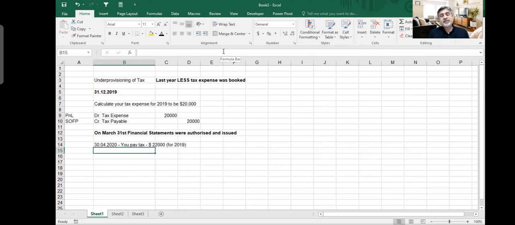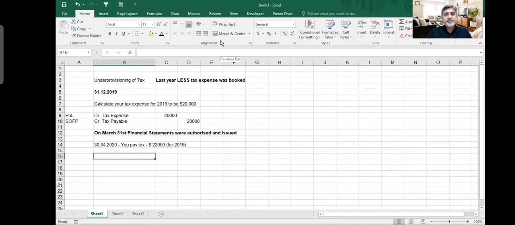So it looked like that because when we finalized the accounts, we revisited, reviewed the numbers, we found out that we have to pay 22,000, or maybe the tax department came in and they knocked the door and they told you that, guys, you don't have to pay 20,000. Your tax liability is 22,000 for some reason. And now you have to pay 22,000.